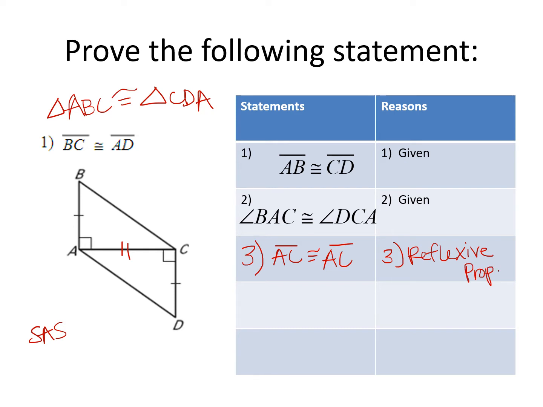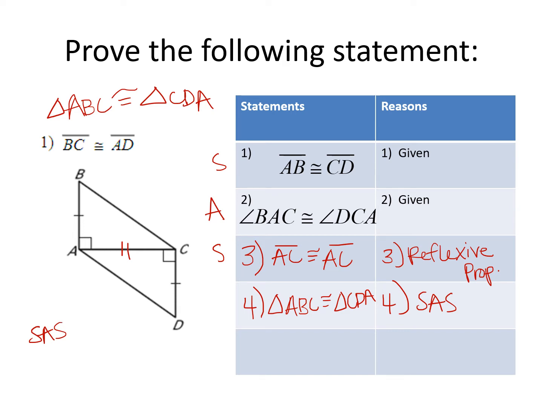And after I show that, it looks like I have a side here, I have an angle here, and I have a side here. So I have my SAS in my proof. My fourth step then could be to prove the triangles are congruent. So triangle ABC congruent to triangle CDA, and again, this would be by SAS. But notice I'm not trying to prove the triangles are congruent. I'm trying to prove that BC is congruent to AD.